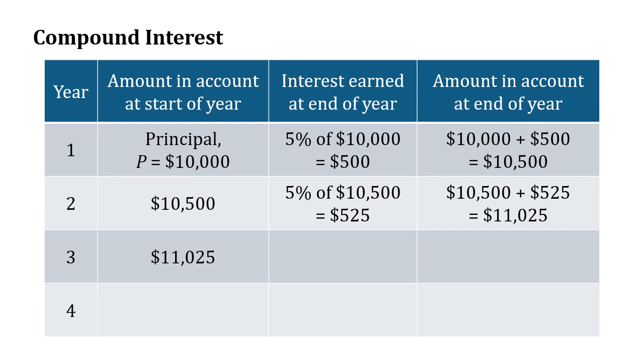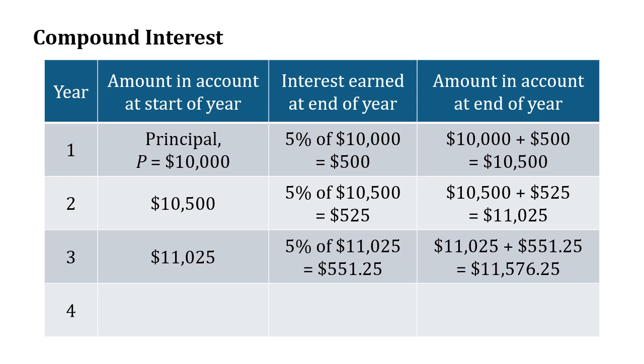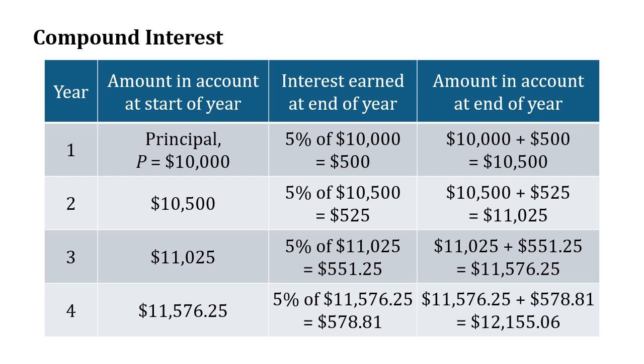$11,025 carries over to the third year. And once again, we take 5% of this new amount. At the end of the year, that's how much we have, which carries over to the fourth year. And once again, 5% of this new amount is calculated on the interest, giving us a final figure of $12,155.06, rounded off to the nearest cent.